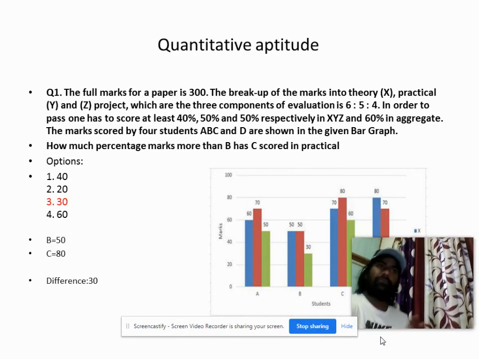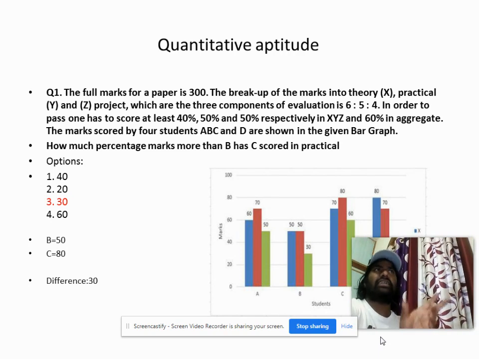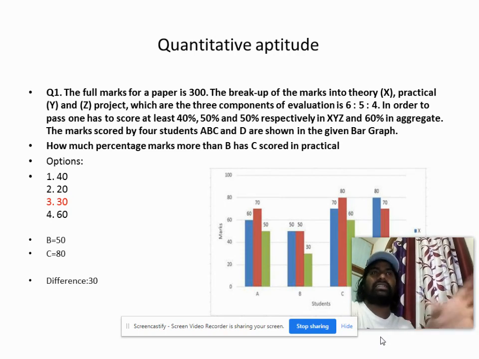Guys, I have always told you to read between the lines. The tricky thing or the hint will always be there in the line itself. Okay, let us see the graph. The graph states that X denotes the blue one, the red one is Y, and green is Z. So the answer is 30. In the start itself I'll say the answer; the explanation will come later.